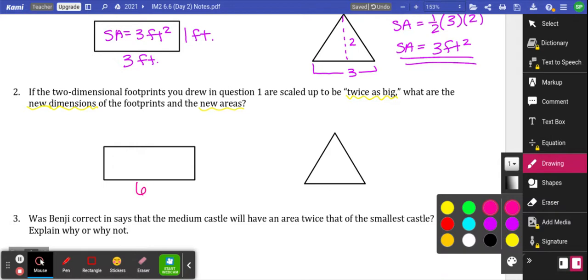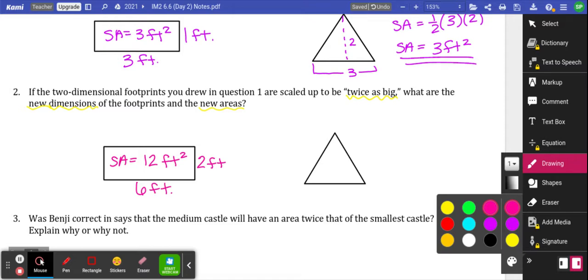And then we get 6 feet for length. And our original width is 1. So 1 times 2, if it's twice as big, would be 2 feet. And so our surface area is going to be 6 times 2, so we get 12 feet squared. Remember, for area, you want the units to be squared. For volume, which we'll get to in a minute, we want our units to be cubed.